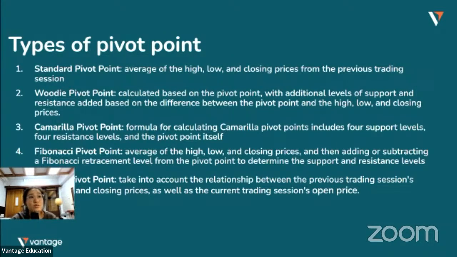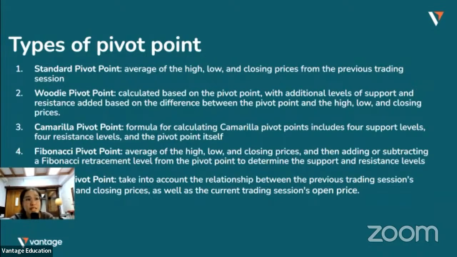Secondly, we have the Woody pivot point. This method uses a similar calculation to the standard pivot point method, but with a different weighting of the high and low, as well as the closing prices. The support and resistance levels are then calculated based on the pivot point, with additional levels of support and resistance added based on the difference between the pivot point, the high, low, and closing prices. So that's what makes it different from our standard pivot point.